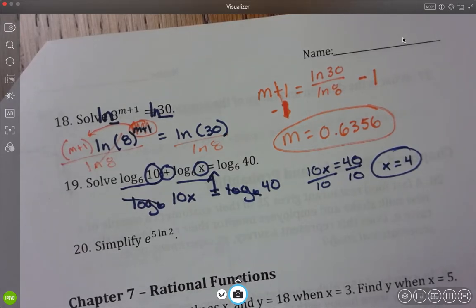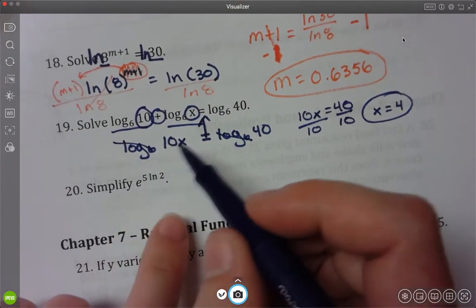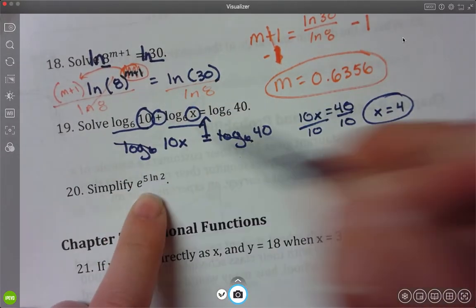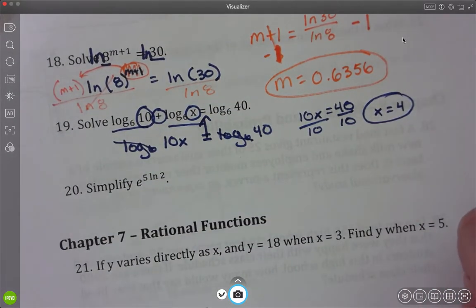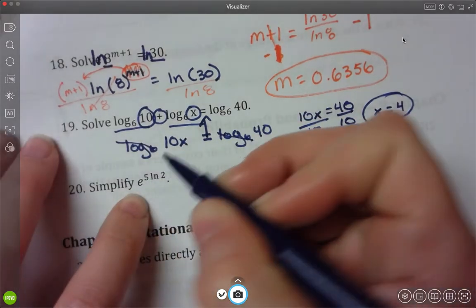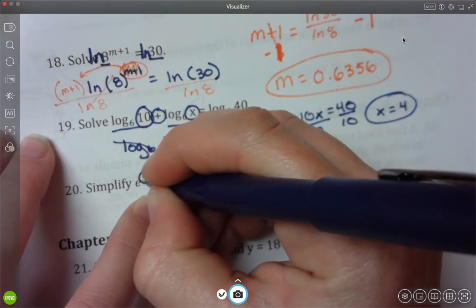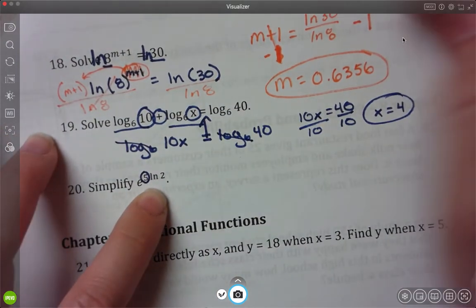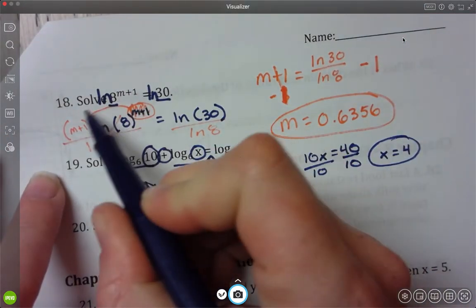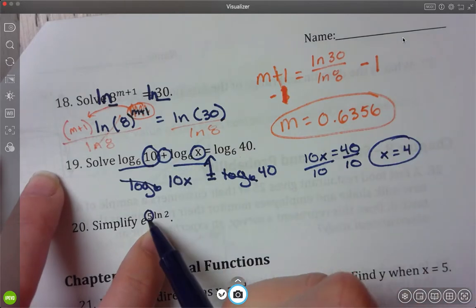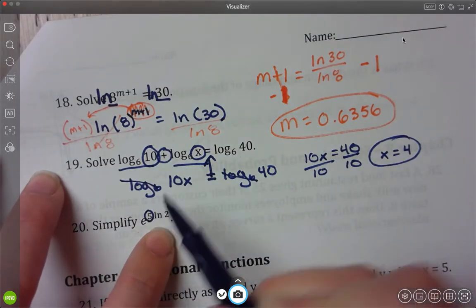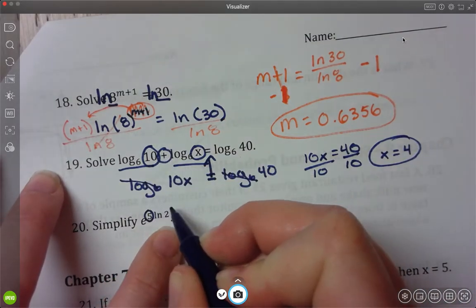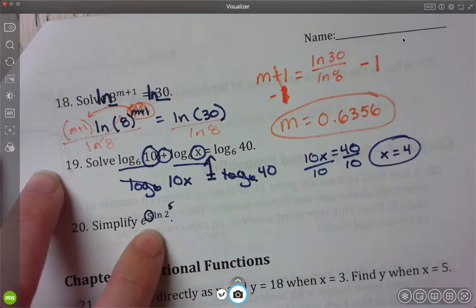Number 20 is testing your properties of logs, or ln's, and e's. E and ln will cancel each other out because they are inverse functions, but they will only cancel each other out if they are right next to each other, okay? So I have to get rid of this 5 somewhere, okay? And like the m plus 1 could move down in front, now the 5 is down in front of the ln. So I can move it to the back, so this would be like 2 to the 5th power.